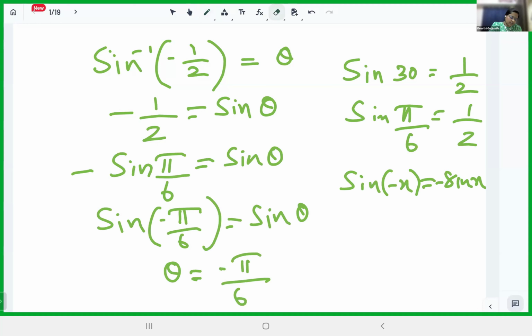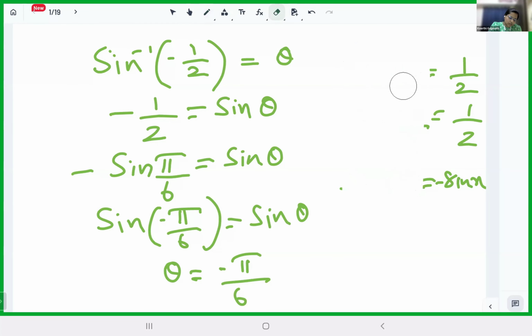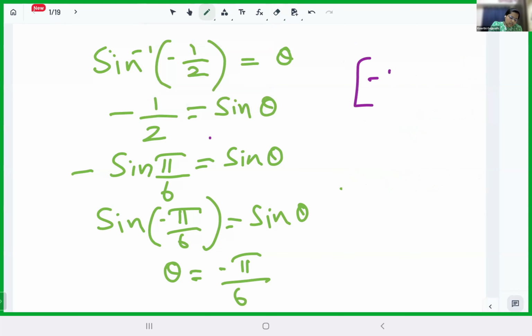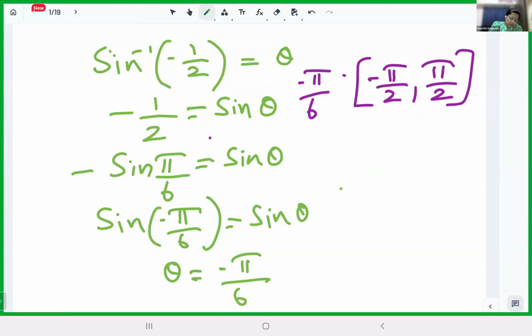Right. Now we have to check whether this minus pi by 6 belongs to the PVB of sine inverse. So what was the PVB of sine inverse? It is the closed interval minus pi by 2, comma pi by 2. And clearly minus pi by 6 belongs to this interval. Right, minus 30 lies in between this, right?